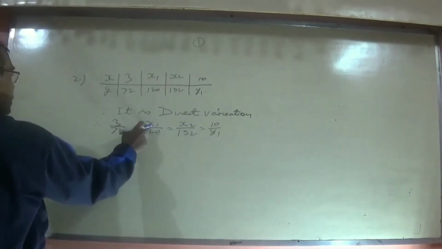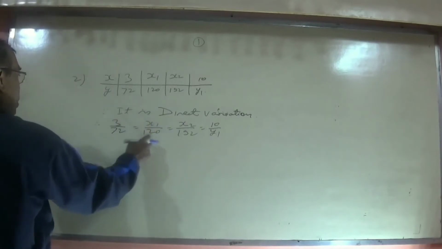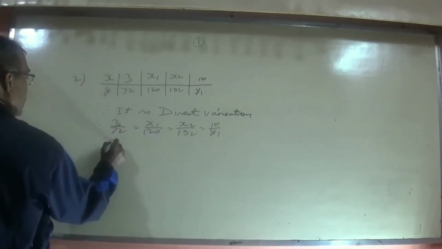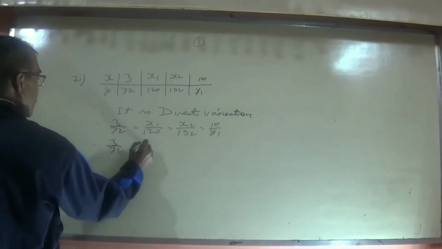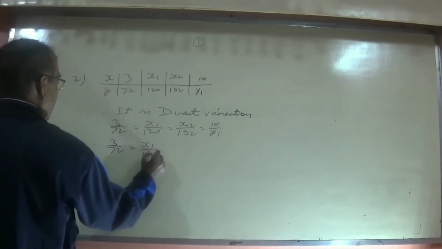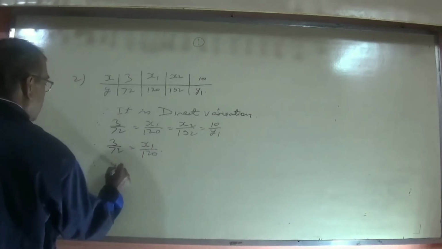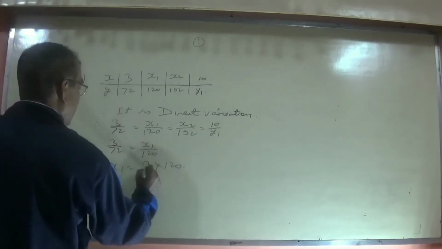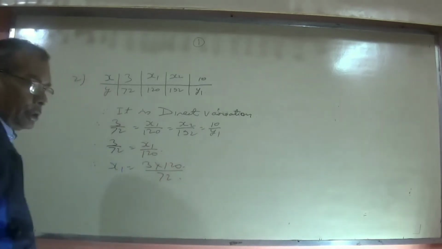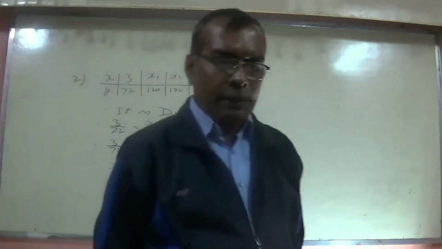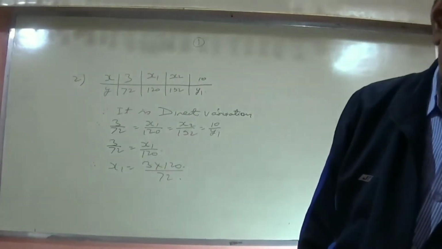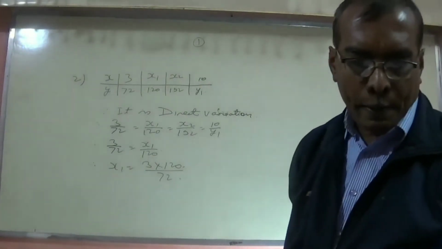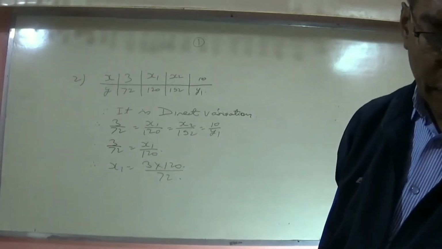Now for finding x1, just take this pair, because out of this 4, 3 it is given. So therefore 3 by 72 will be equal to x1 by 120. So therefore x1 will be equal to 3 cross multiplications with 120 by 72. Okay, now if we going to take the calculations, it will come as something like this.